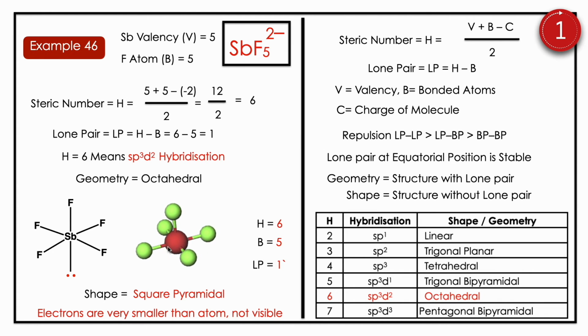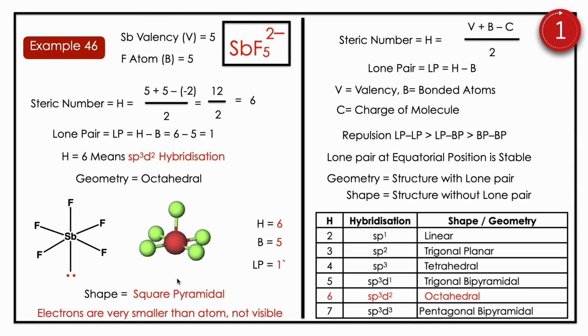Then example 46, SbF5 2 minus, antimony pentafluoride dianion system. Antimony is the nitrogen group, valency is 5, fluorine atoms are 5. If you substitute in the steric number, H equals (5 plus 5 minus of minus 2) divided by 2 gives 12 by 2 gives 6. Lone pair will be H minus B, which is 6 minus 5 equals 1. H6 means sp3d2 hybridization, where geometry is octahedral.